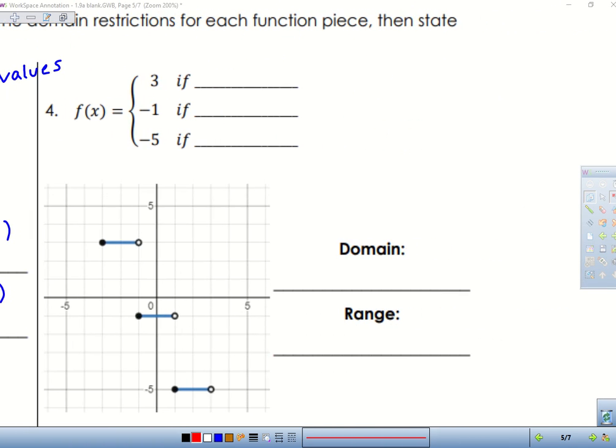Okay. So does anyone remember from 1.9 what we call this type of piecewise function? It's a special type.